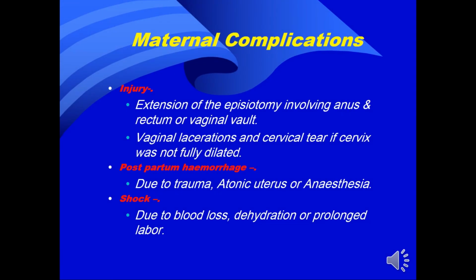Now we'll talk about the maternal complications: injury, postpartum hemorrhage, shock. About injury: extension of episiotomy involving anus and rectum or vaginal vault, vaginal lacerations, and cervical tear if the cervix is not fully dilated. Postpartum hemorrhage due to trauma, atonic uterus, or anesthesia. Shock due to blood loss, dehydration, prolonged labor.